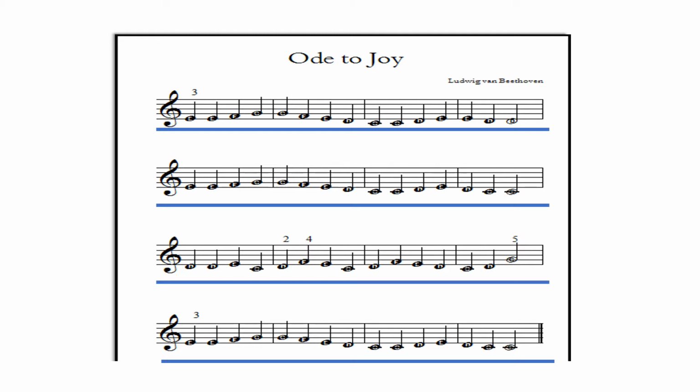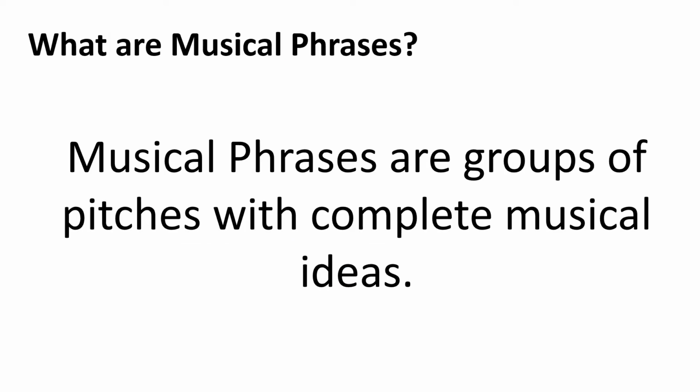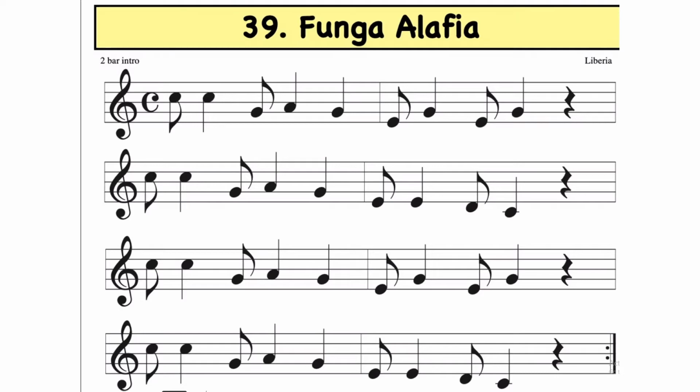The melodic lines in this music score are what we call phrases. What are musical phrases? Musical phrases are groups of pitches with complete musical ideas. How many phrases do you see in this music score? Correct. It has 4 phrases.